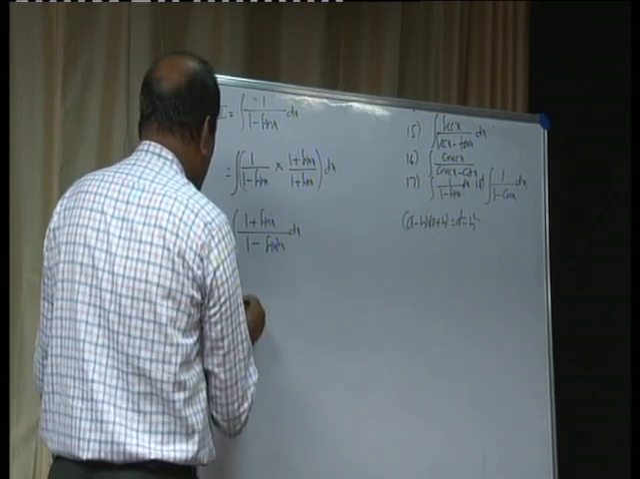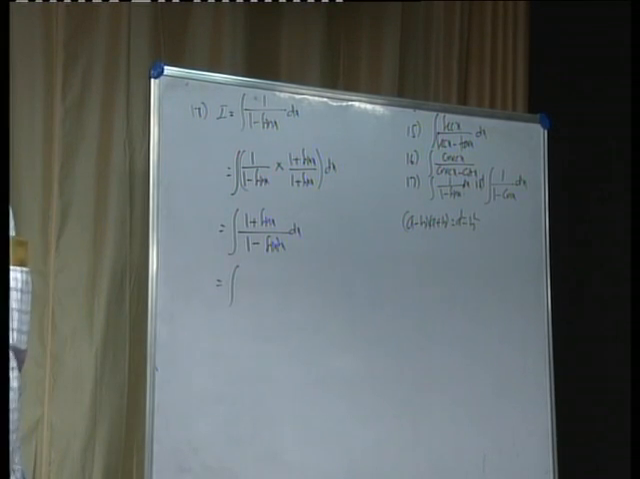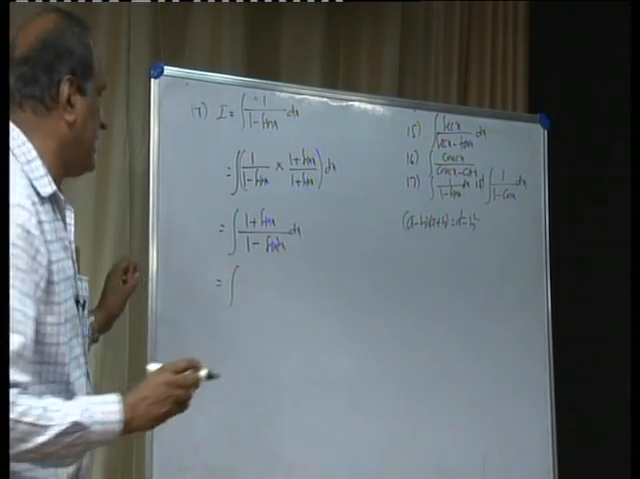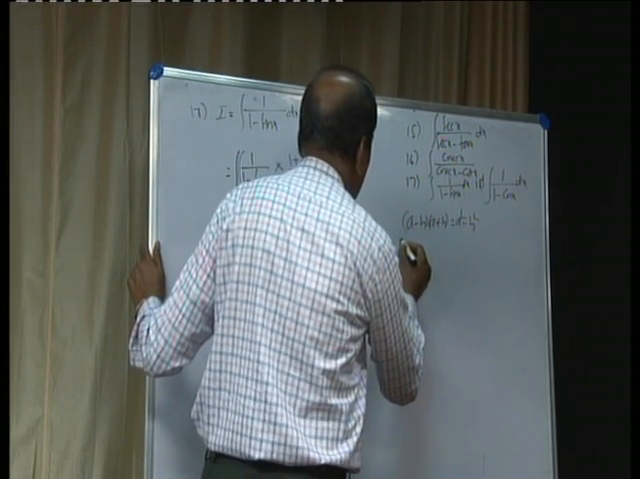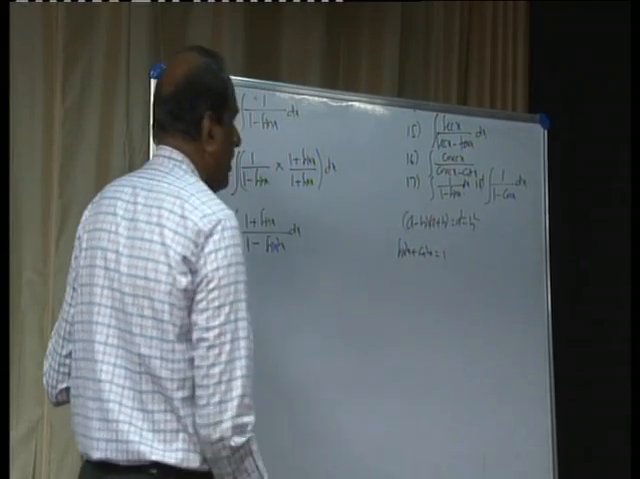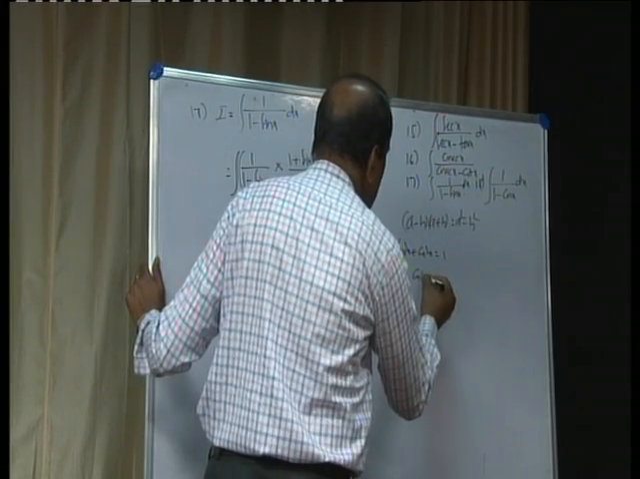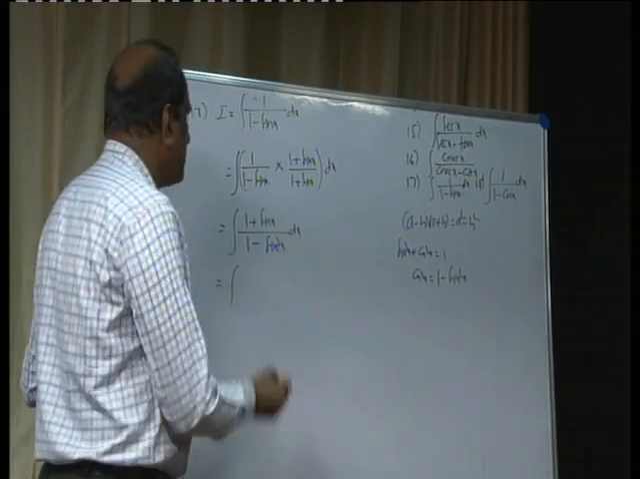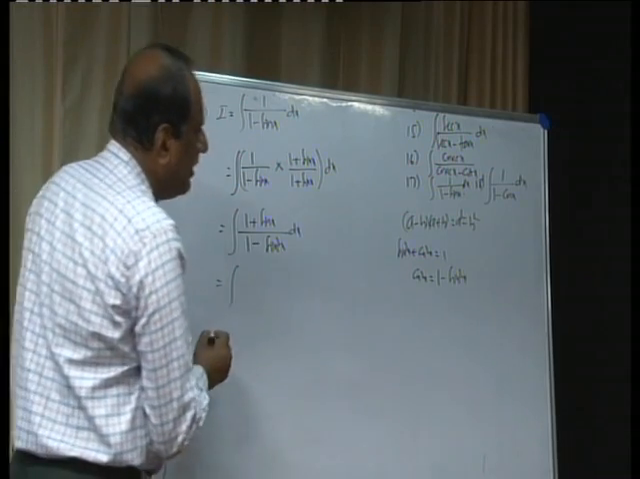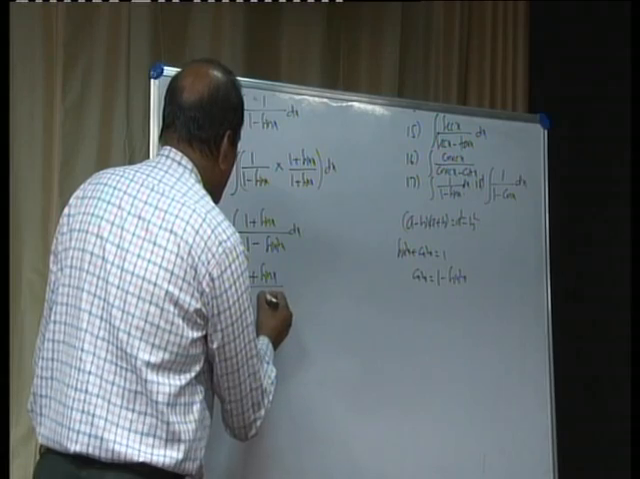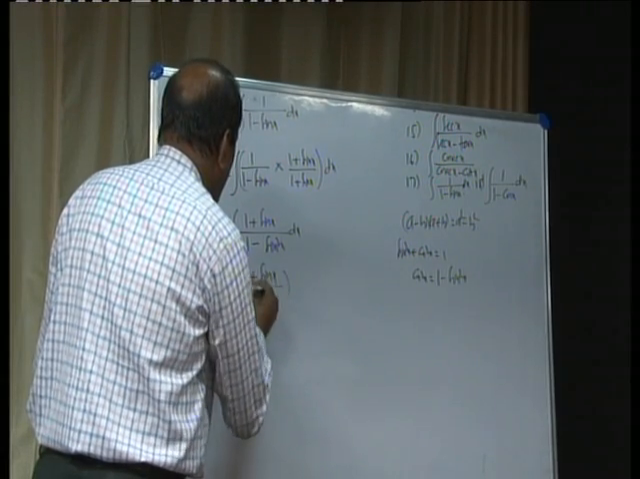See here, while doing problems on integration, try to express the denominator as a single term. You can write a single term by using the identity sin square x plus cos square x is equal to 1, or cos square x is equal to 1 minus sin square x. Therefore, we can write 1 minus sin square x as cos square x. So, 1 plus sin x divided by cos square x, dx.